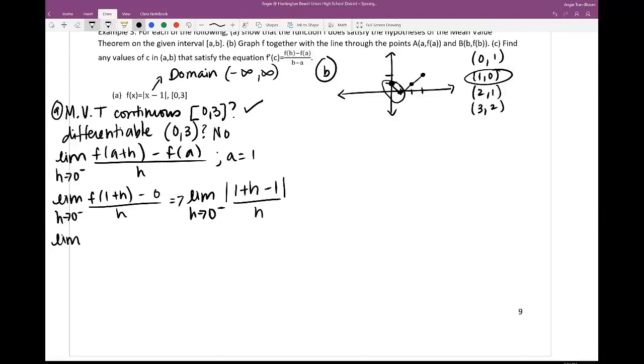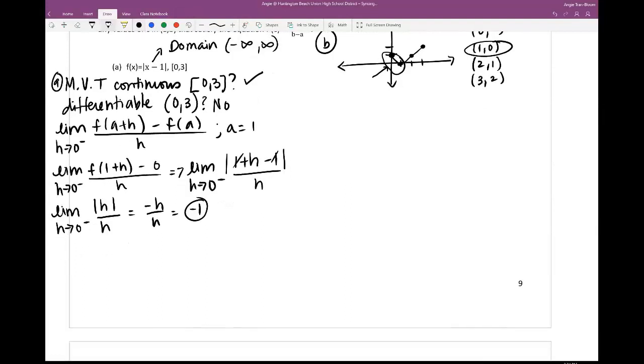So limit as h approaches 0 from the left, the ones are canceling, so now it's the absolute value of h over h. Remember, if it's the left, I have to take the negative, so it's negative h over h, which is negative 1. So the left-hand slope is negative 1, which matches the graph. I'm giving you the math concept to back up the graph.